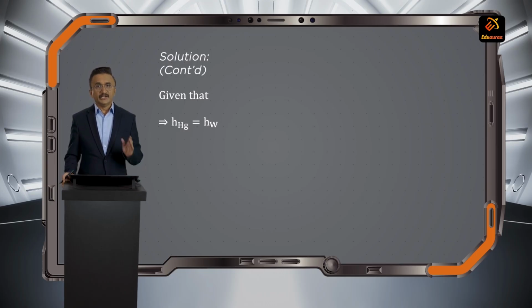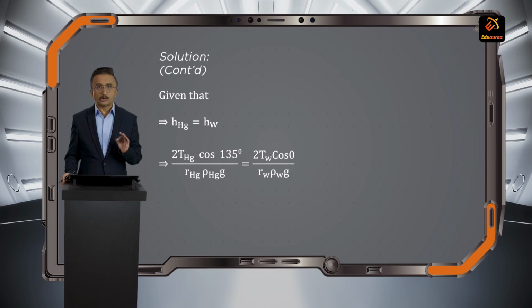What is the formula for the height? It is 2T cos theta upon r rho g. So for the mercury, it is 2T of mercury cos 135 upon R of mercury into density of mercury into g. So that is equal to 2T of water cos 0 upon R of water rho of water into g. Now what is common on both the sides? 2, 2 and g get cancelled.